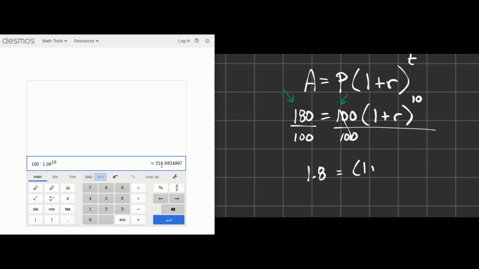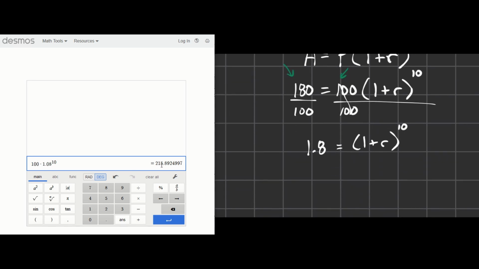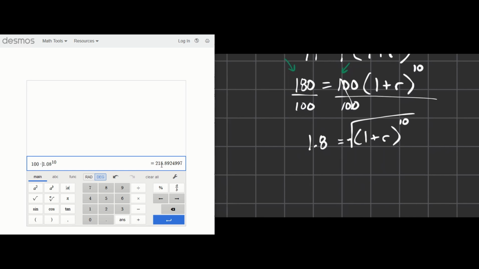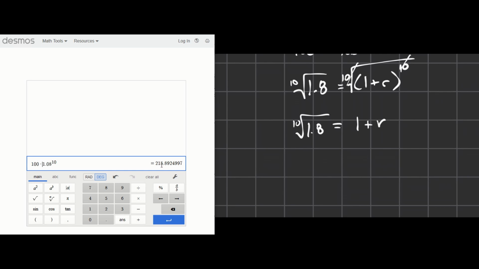All right, then over here on the right, we still have this 1 plus r hanging out to the 10th power. And now what I need to do to free that r is I need to actually take the 10th root. So take the 10th root of the right side. I need to also take the 10th root of the left side. That's going to undo the 10th power. So I have the 10th root of 1.8 is equal to 1 plus r. Finally, to solve for r, you just need to subtract the 1 from both sides. So you get that the rate is going to be the 10th root of 1.8 minus 1.